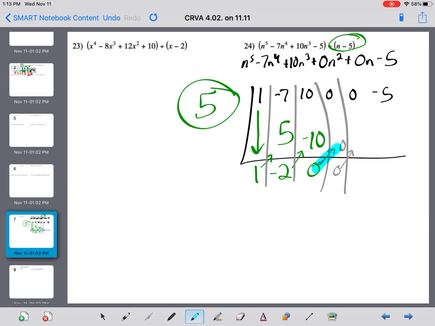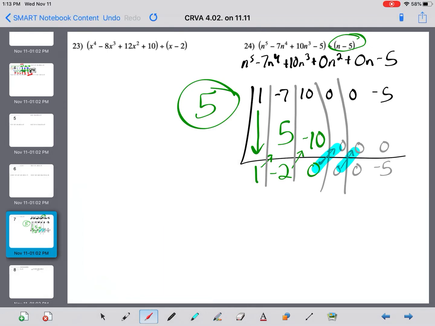But, yeah. Now I'm here. I take this 0 and I multiply it by 5. I still get 0. 0 plus 0 is 0. 0 times 5 is 0. So I'm going to get a remainder of negative 5.